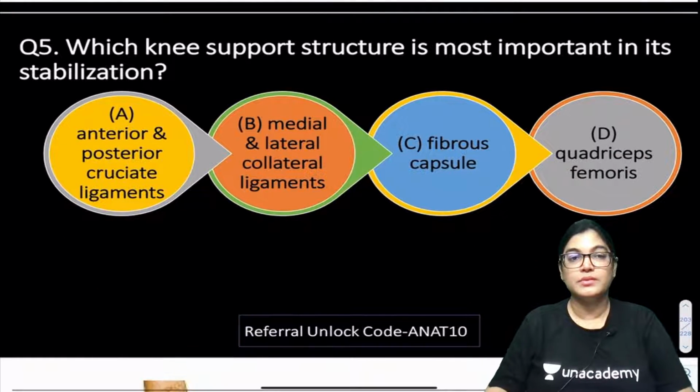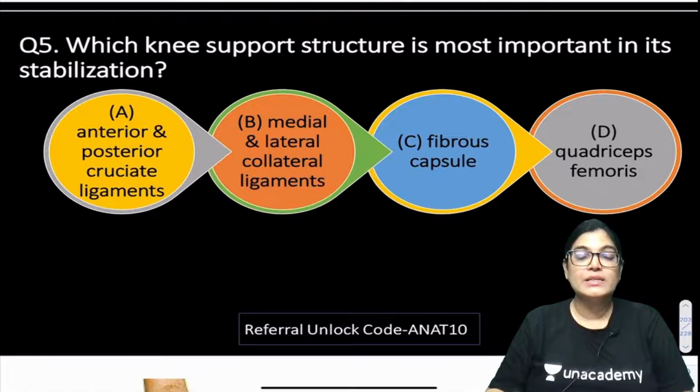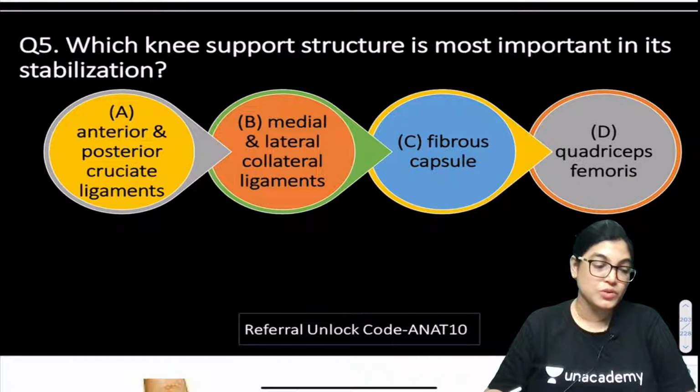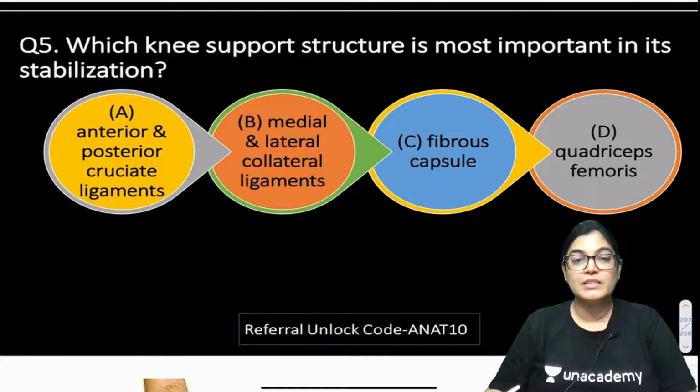Which knee support structure is most important in stabilization? So you have to mark the correct answer A, B, C or D, whether it is the anterior and posterior cruciate ligaments, the medial and lateral collateral ligaments, the fibrous capsule, or the quadriceps femoris muscle.